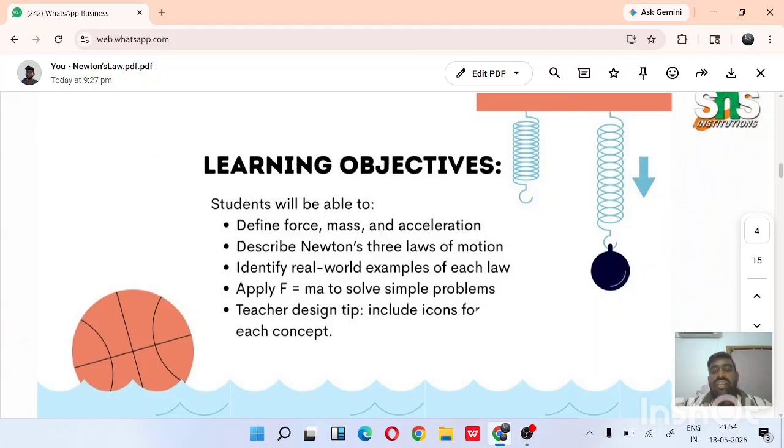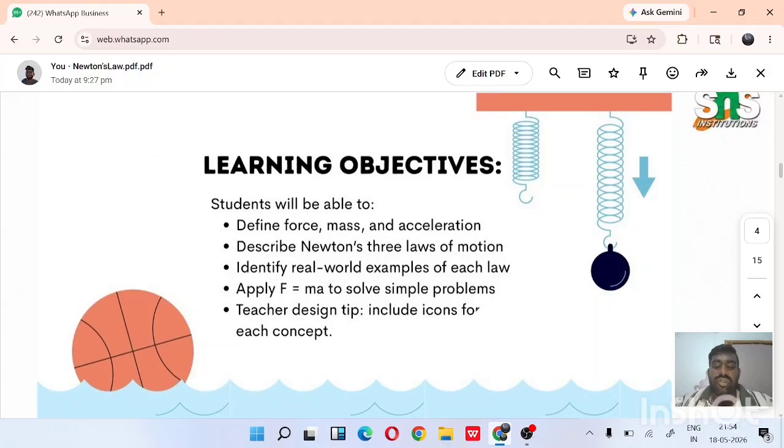Newton's first law, law of inertia. Newton's first law states that an object remains at rest or continues to move with constant velocity unless acted upon by an external force. This means a body at rest stays at rest. A moving body continues moving unless something stops it. This property is called inertia.